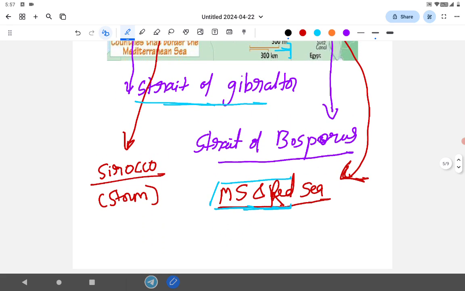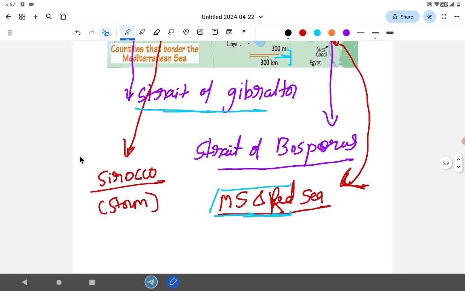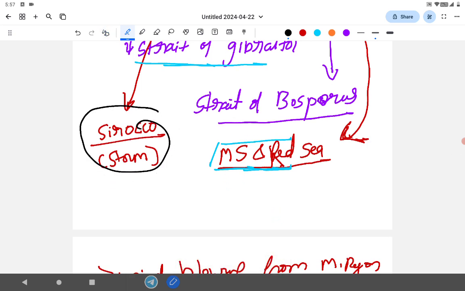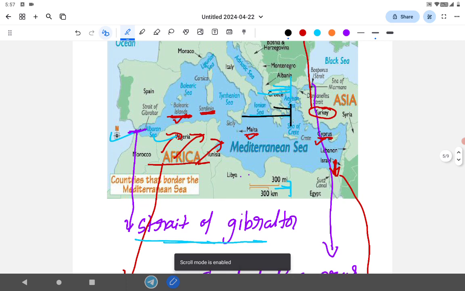Next, there is a storm called the Sirocco storm. The Sirocco storms flow from the African Saharan desert towards the Mediterranean Sea. Sirocco flows from the African region, especially the Sahara desert, to the Mediterranean Sea.